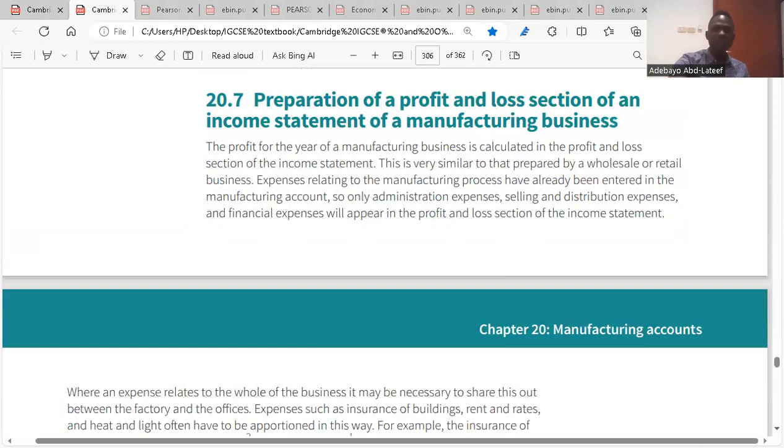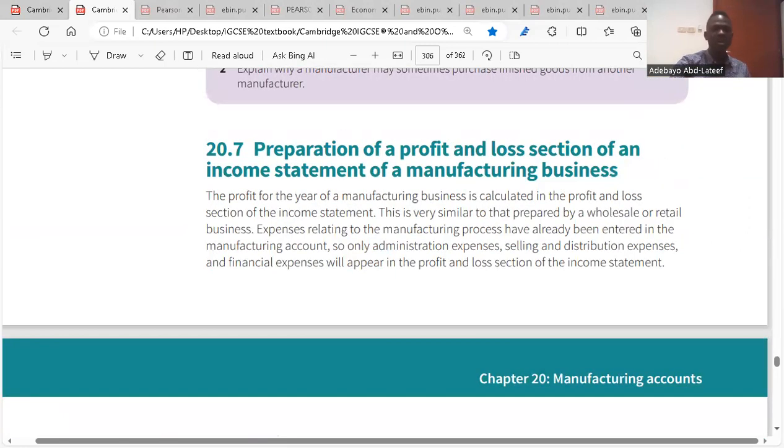So now we prepare the profit and loss section of an income statement. So the first thing, when you are preparing a manufacturing account, you get your cost of production. As soon as you get your cost of production, it becomes cost of sales in the income statement. You less it from your revenue. It becomes your gross profit. Then you less your overheads from your gross profit. Now we're talking about office overheads, which are expenses like wages and all these things. So you less it from it to get your net profit.